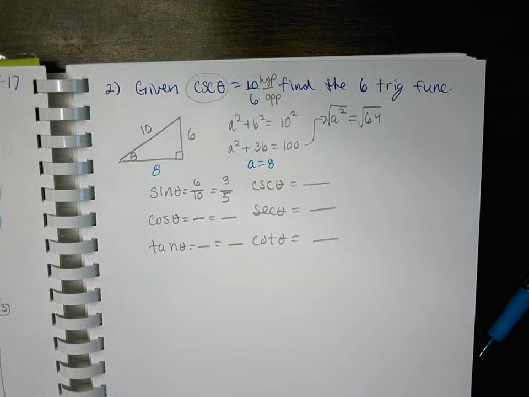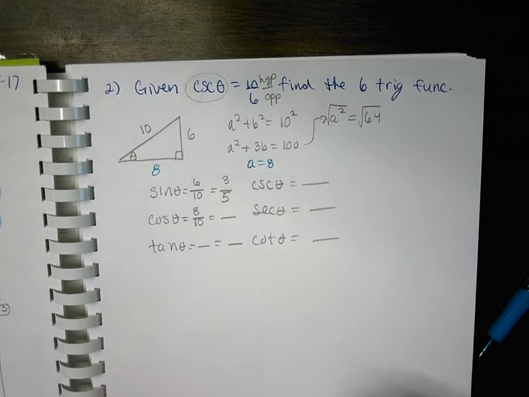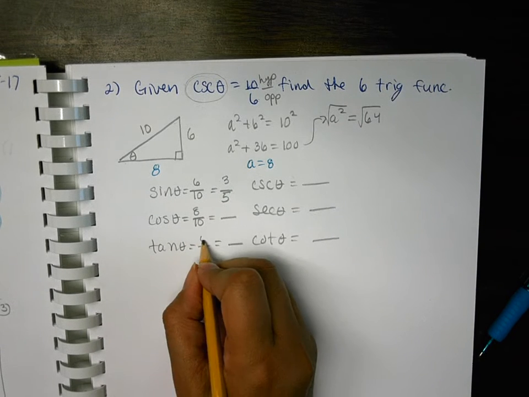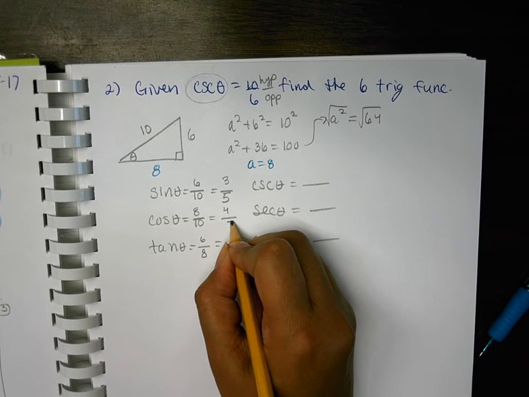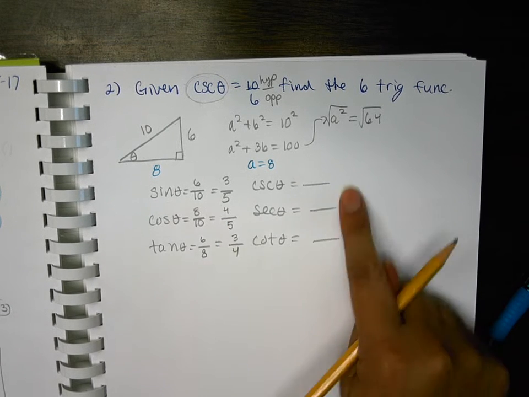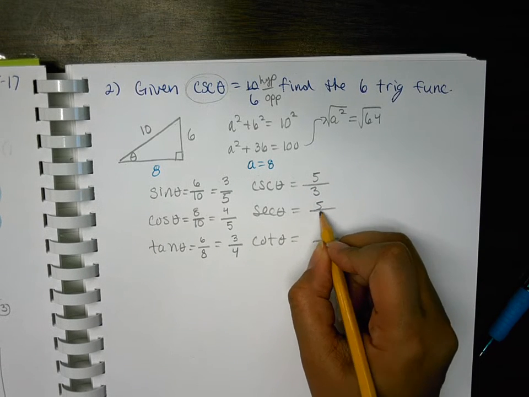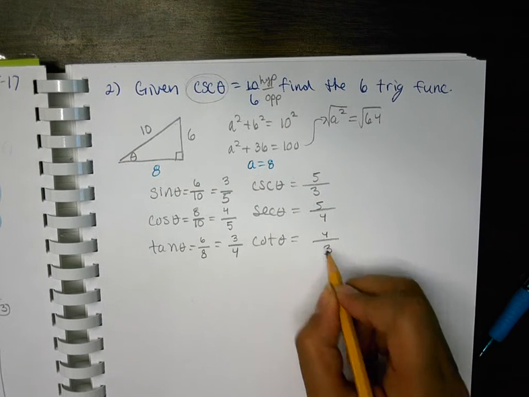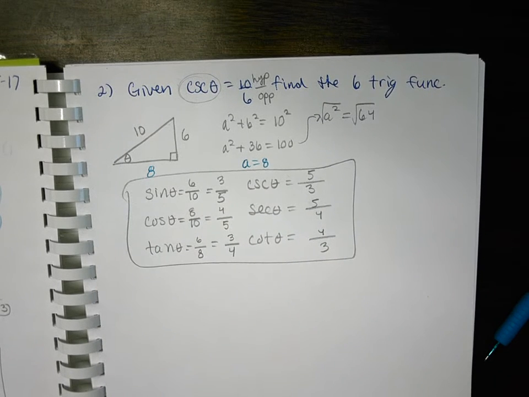Anyone have cosine, the original cosine before you reduced? 8 over 10. And original tangent before you reduced? 6 over 8. So 8 over 10 reduced to what? 4 over 5, and this one is 3 over 4. And then you flipped them all over here: 5/3, 5/4, and 4/3. Any questions?